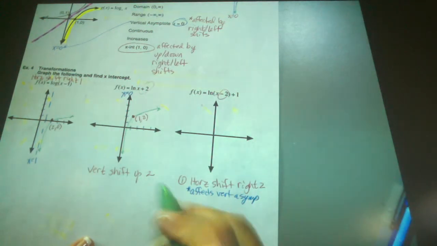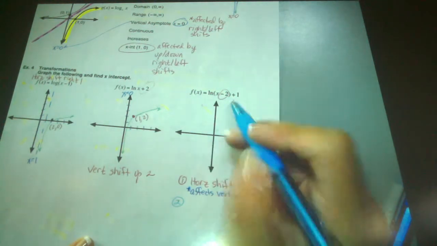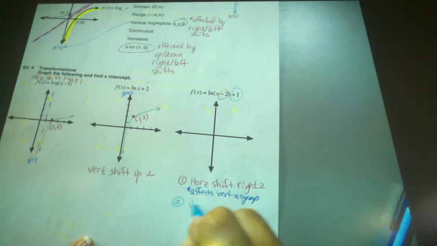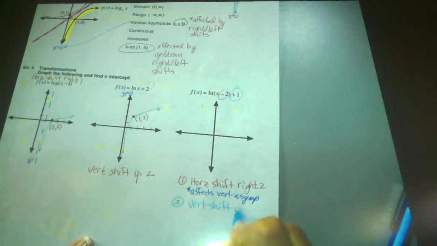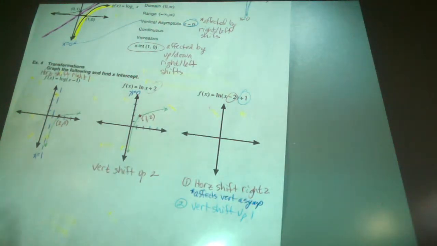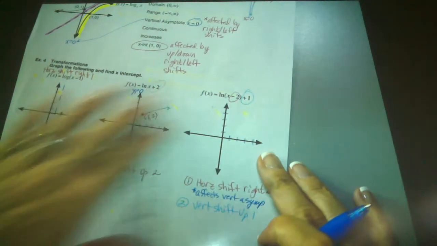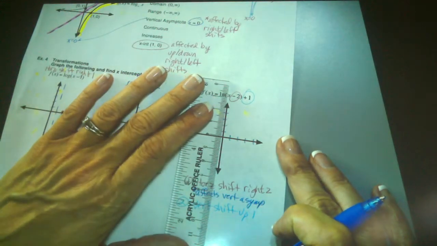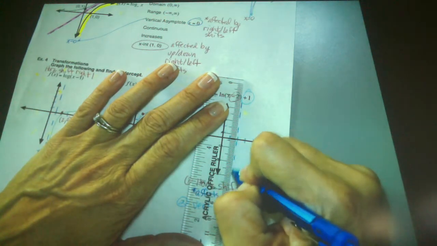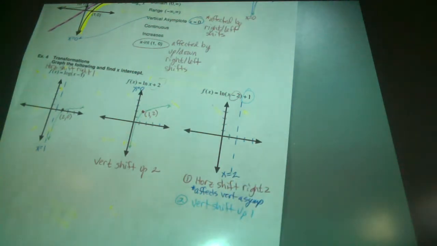And then the second shift is this one. What's happening there? Is that horizontal or vertical? So it's vertical, shift up 1. So the very first thing I like to do is move that asymptote. So I've got 1, 2, 3, 4, 1, 2, 3, 4. My asymptote is going right 2, so 1, 2. Put in that dotted line and make sure that you label it: x equals 2.